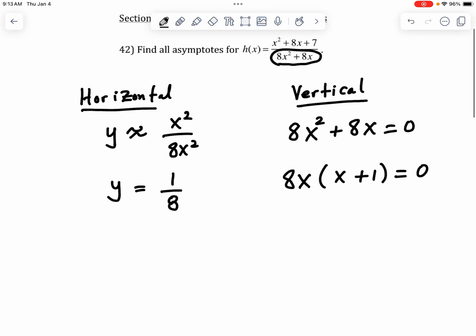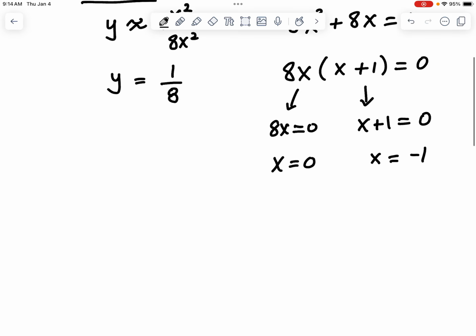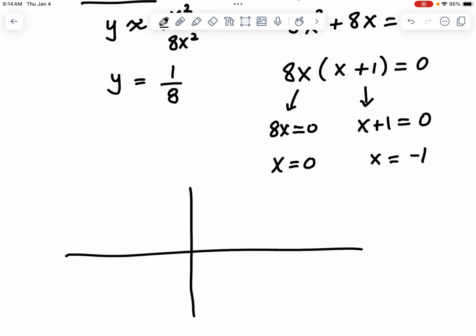And then set these equal to 0. So we'll get 8x equal to 0, and then also x plus 1 equals 0. So two solutions seem to be x equals 0 and x equals negative 1. Okay, that means that when I look at the graph, there's going to be a vertical asymptote at x equals 0.